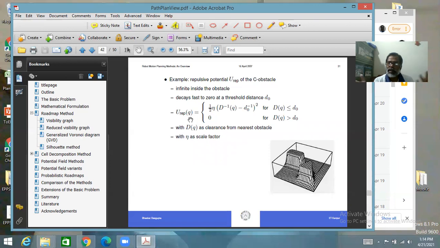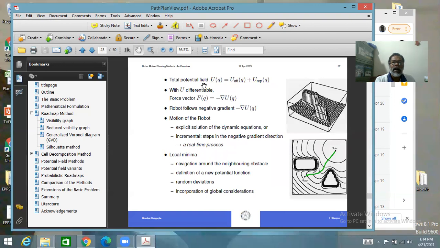And now you compose the repulsive field and attractive field together. So this will be negative and this will be positive. And as u is differentiable, you have managed a differentiable potential field. So the force vector will be equal to the negative gradient, and the robot will follow this negative gradient direction and proceed towards the goal. This is the sense. Okay.